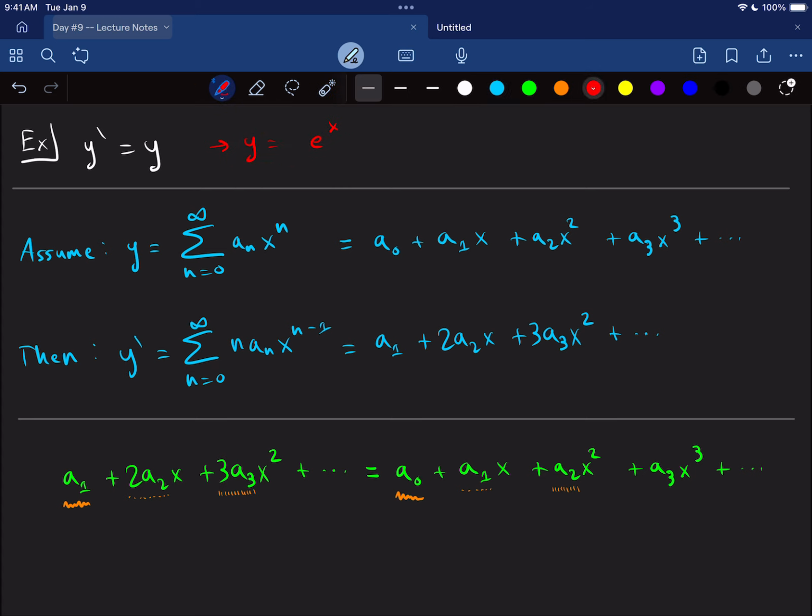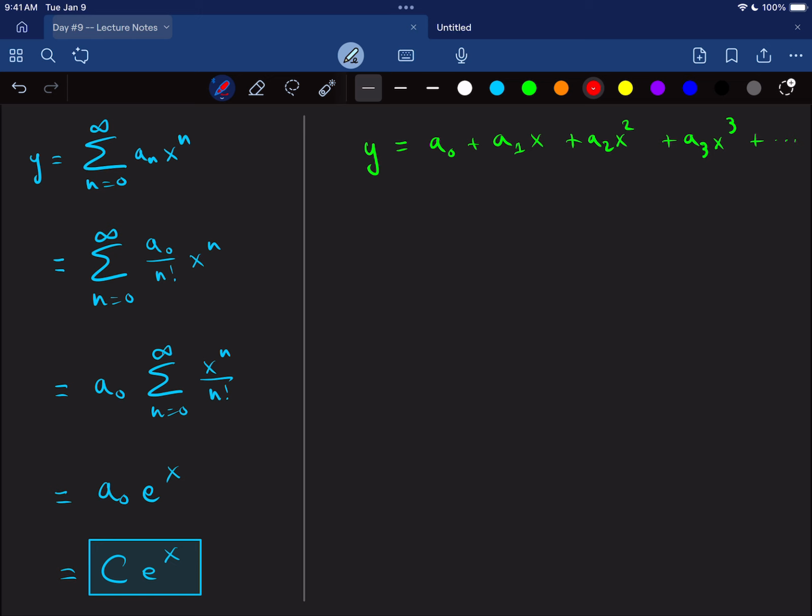So y equals c e to the x, and that is the full solution right there. Just by matching coefficients, we found that pattern for a sub n, and that's awesome.